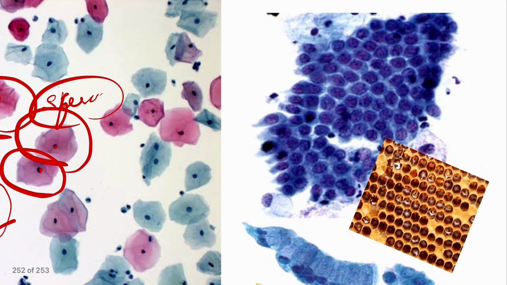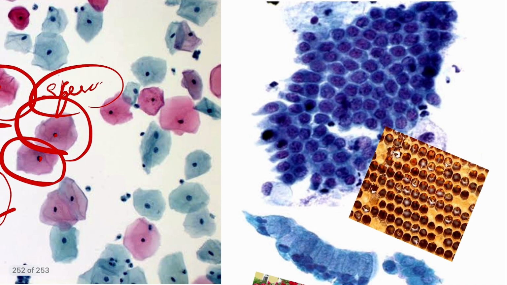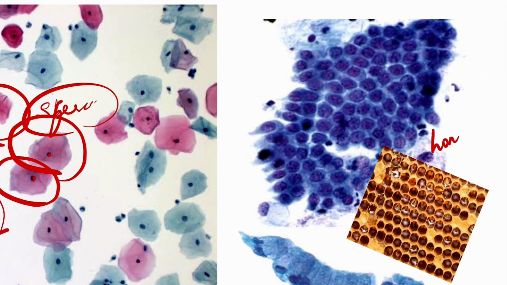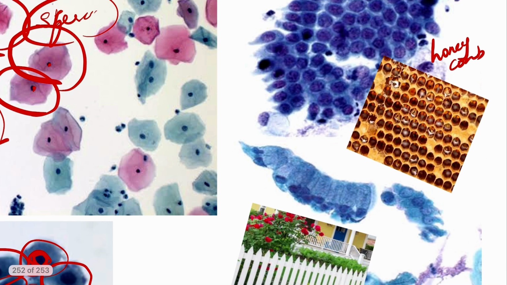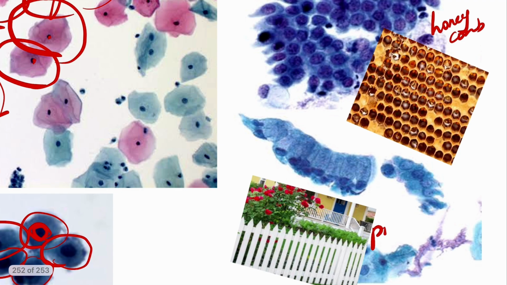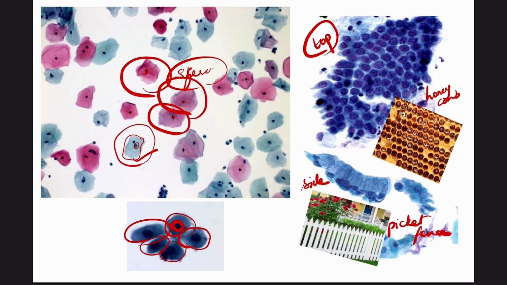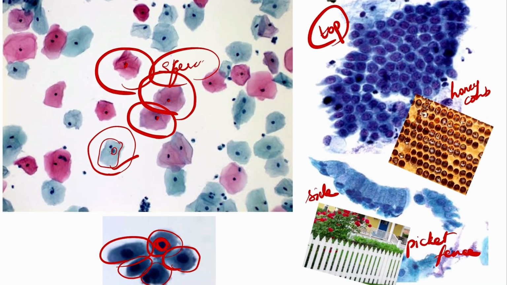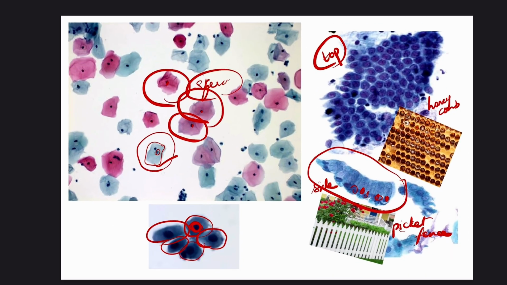And here come the endocervical cells. When visualized from the top view, they appear like a honeycomb. From the side view, they appear like a picket fence. It is just a visual demonstration. From the top, you can see a honeycomb appearance. From the side, you can see a picket fence appearance. This is the basally oriented nucleus.